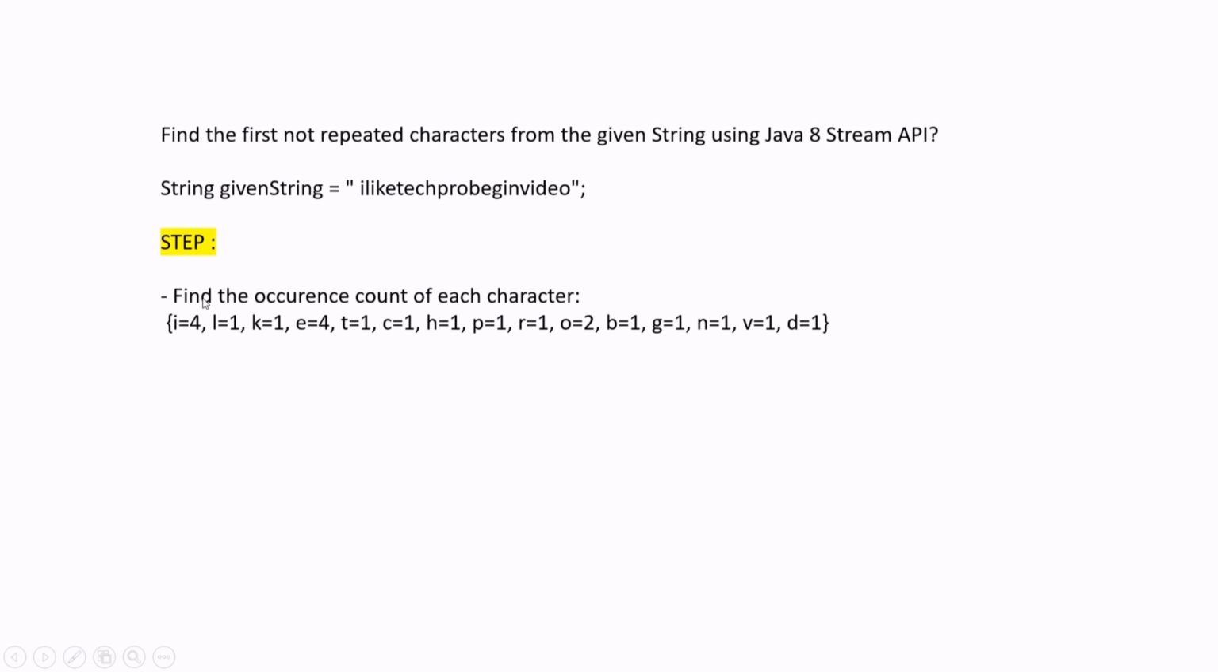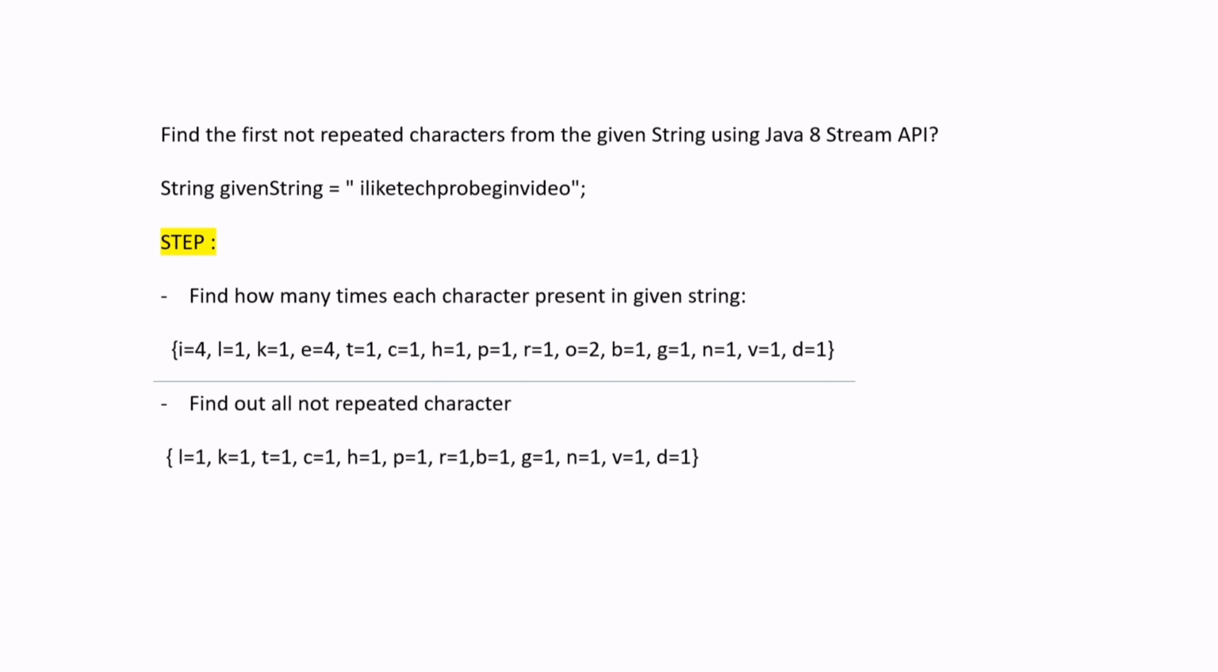As part of the first step, I is available 4 times, then we got the occurrence of L only, not the other element. So we need to maintain the order, then only we'll find the first non-repeated character. Otherwise, if you don't maintain order, we'll have difficulty finding the first non-repeated character. So for the first step we got the occurrence of each character. As part of the next step, find all non-repeated characters, which are available a single time.